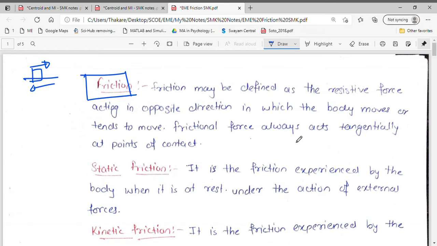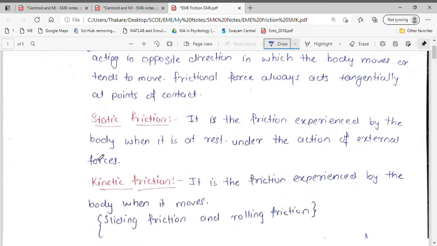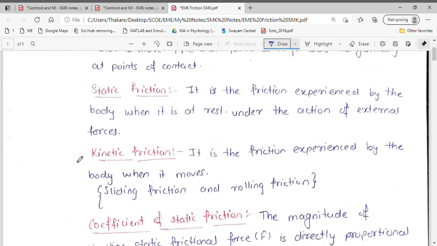It always acts tangentially at the points of contact, so it always acts at the surface. There are two kinds of friction: one is static friction and another is kinetic friction. Static friction is when the body is at rest and is about to move. That is your static friction. And kinetic friction is when your body is already in motion. The friction that is experienced by the body will be called kinetic friction.